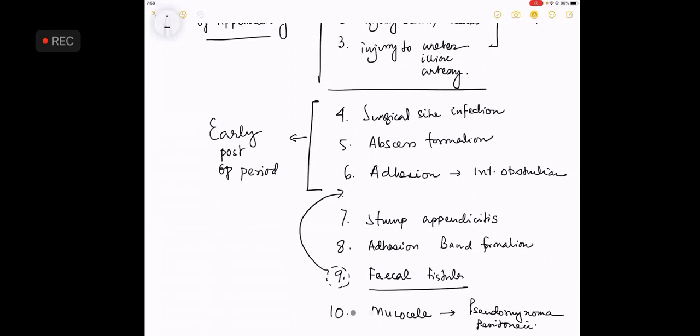Completed? Just tell me when you have completed. This is a short note in MBBS, and I expect you to write the 10 complications of an appendicectomy. Sir, additional possibility: followed by intestinal obstruction, and number 8 is adhesion followed by band formation. So these are the late post-operative complications. Right, absolutely right, he said. These are late post-op. If you have completed writing, then we'll proceed.